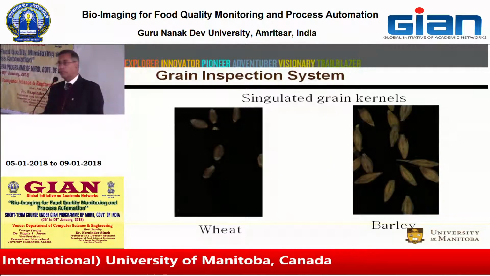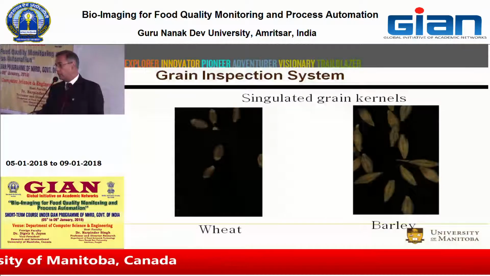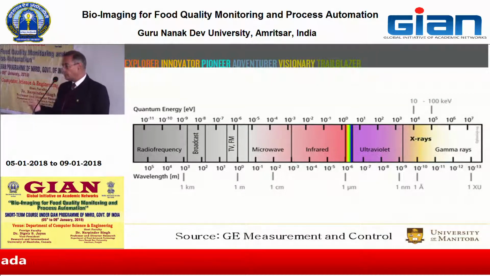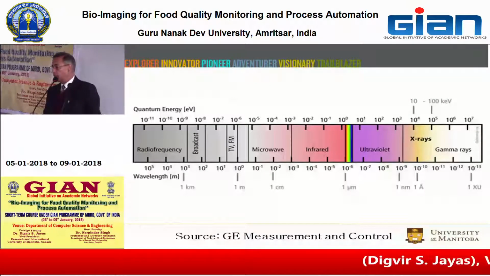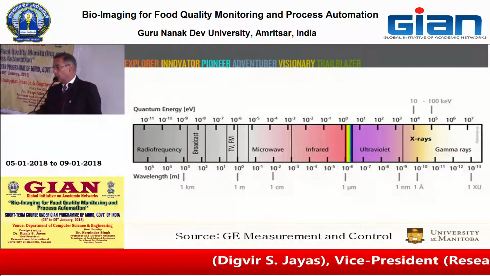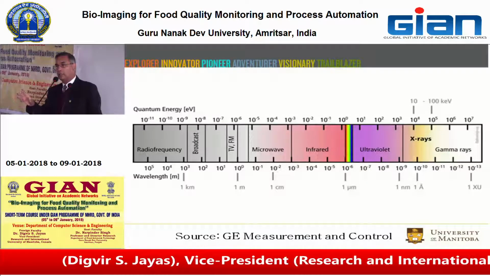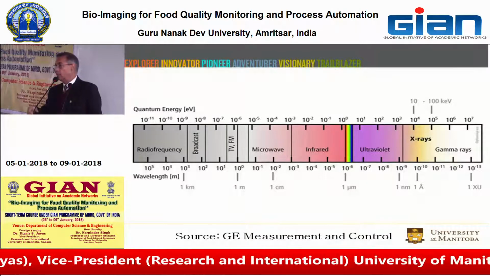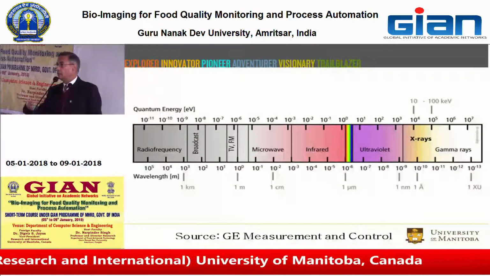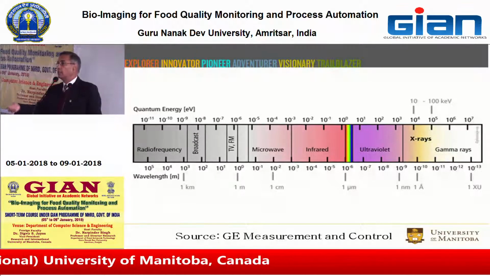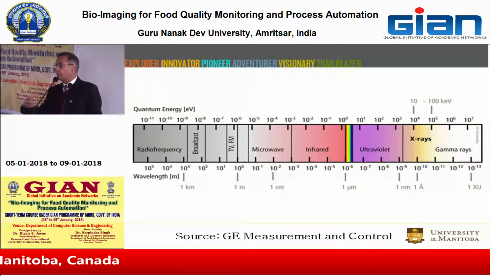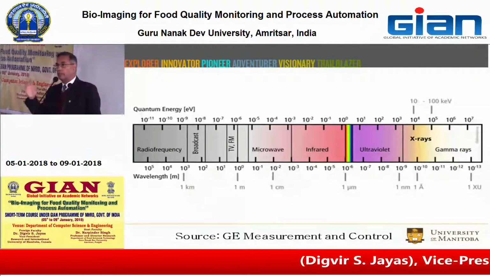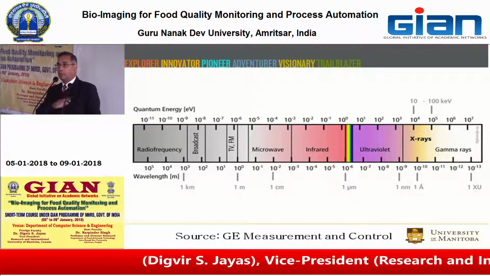do the classification. In real life, even with the dual belt system, not all kernels get separated. So in this example, some barley kernels are touching in the left-hand side image, whereas the wheat kernels in this example are all separated or presented individually. So you can extract information from these singulated grain kernels and then do the classification.